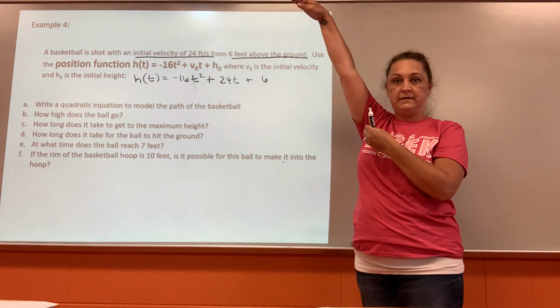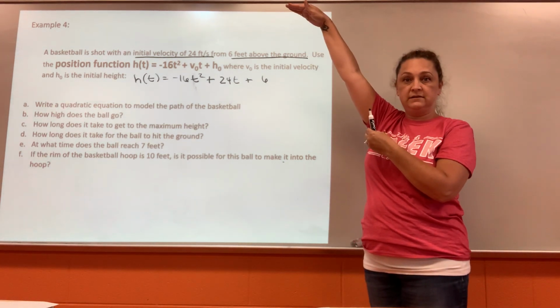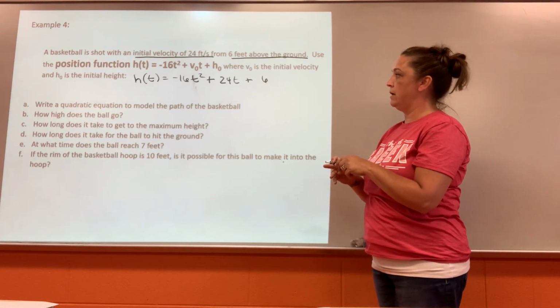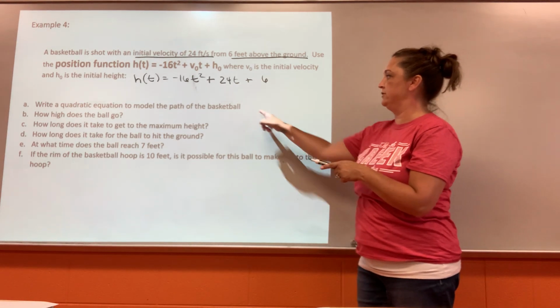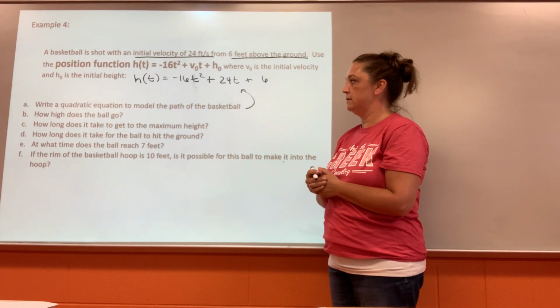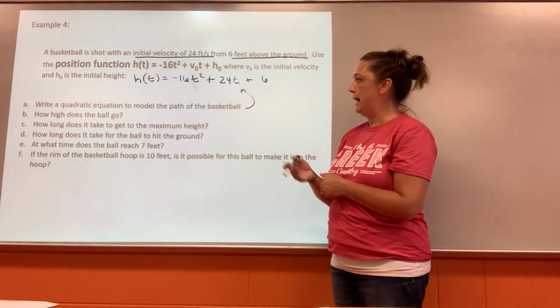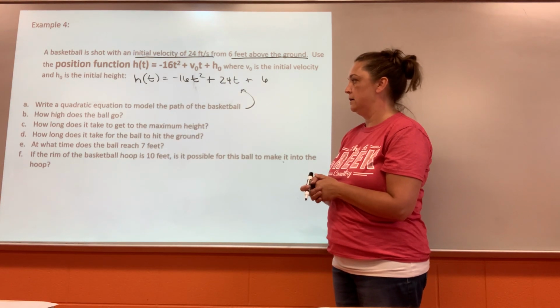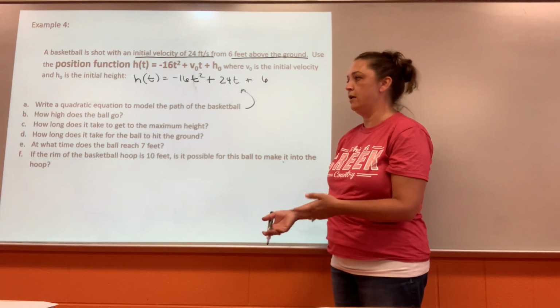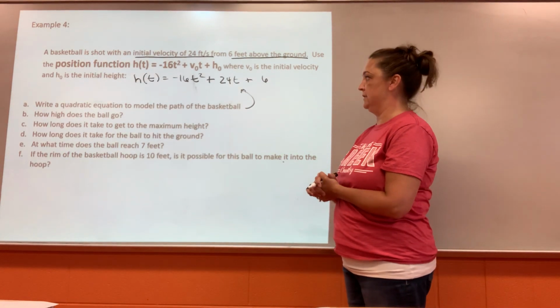So if I throw a basketball and it leaves my hands at 6 feet, there you go. That's how that works. Write an equation to model the path of the basketball. I just did that. That models it. How high does the ball go? How long does it take to get to that height? How long does it take for it to hit the ground? At what time will it reach 7 feet? All these questions. Let's try to answer them.